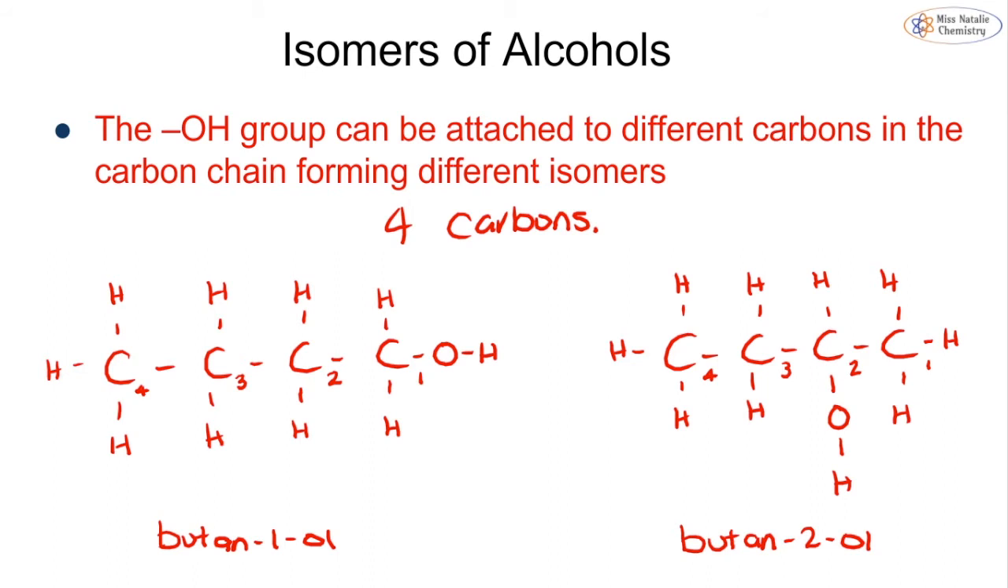Now, some of you might say, well, what if we put the OH group on this carbon? Wouldn't that be butan-3-ol? And the answer to that question would be no. If we put the OH group on this carbon where the arrow is pointing, what we would do is now number them from left to right as opposed to right to left. Remember, we always want the functional group to be on the lowest possible number. And we can number the carbons in any direction to make sure that that number is as low as possible. So butan-3-ol is not an isomer. So please make sure that you do remember that for an exam.